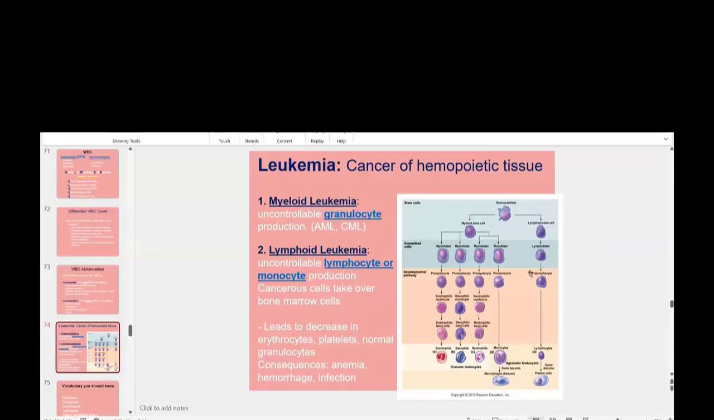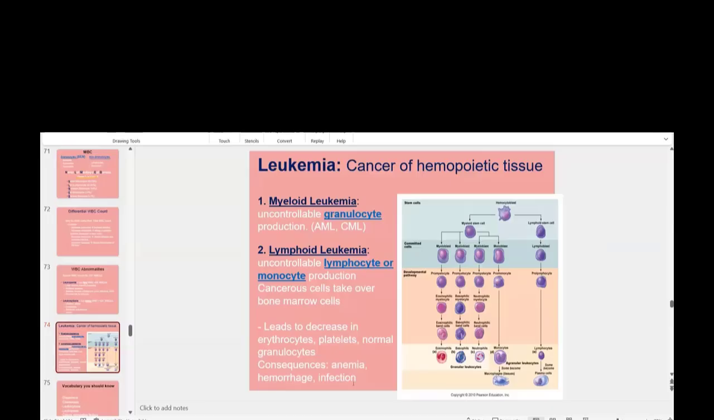So you'll find that this pathway is disrupted. Uncontrollable production of the cancerous cells takes over bone marrow cells. So this leads to a decrease in erythrocytes and platelets, and it's going to have consequences. If this mechanism fails, you'll find that there is anemia, there is hemorrhage, there is infection.